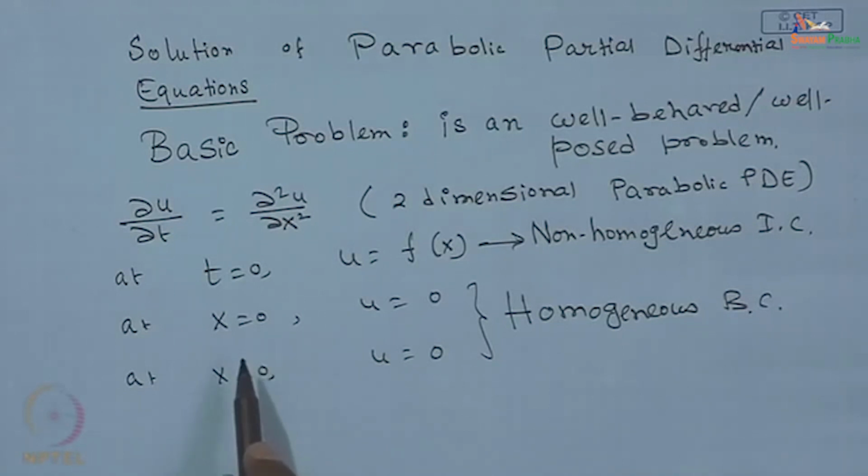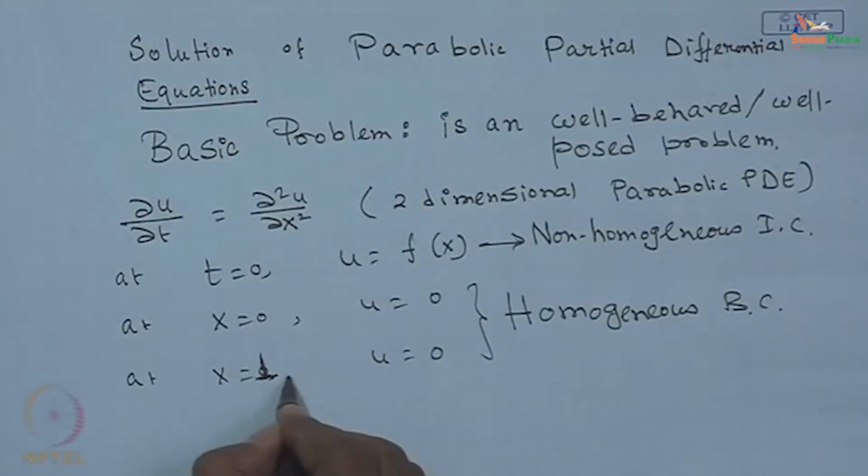Similarly, you can have a Neumann boundary condition anywhere here, but it should be homogeneous, and any Robin mixed boundary condition may be present at any of the boundaries, but if that condition is homogeneous, then this is a well posed problem.